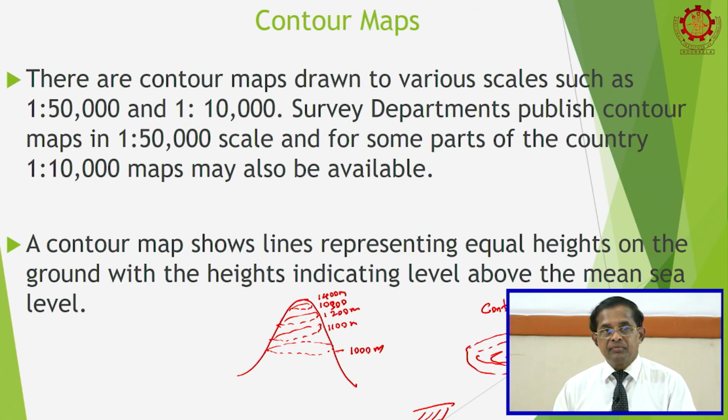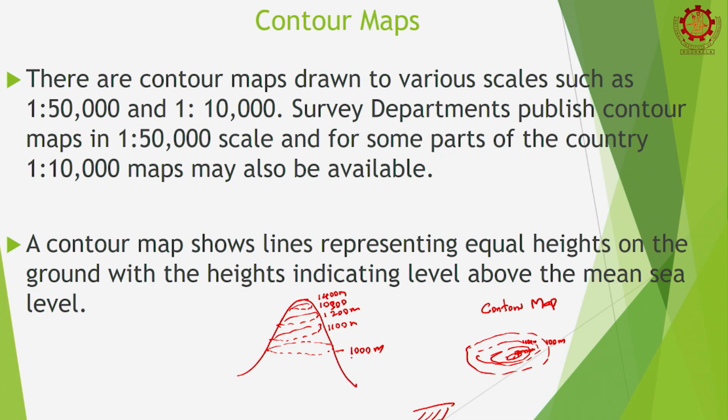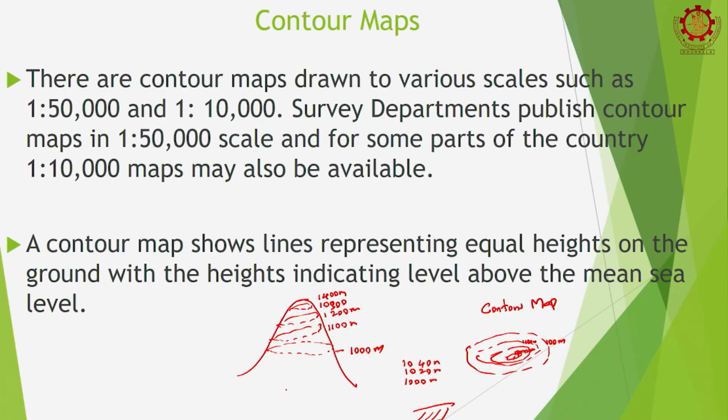of this hill. I just took a 100 meter difference, but survey departments normally have, say, a gap of every 10 meters. So, if they want, they can say 1000 meters, the next may be 1020 meters, the next 1040 meters, and so on. It depends upon the survey department who has chosen it, but in most cases they normally go by 20 meter contour heights. So, this is the hill, this is the contour map, that is the idea. Likewise, you can do it for an entire region.